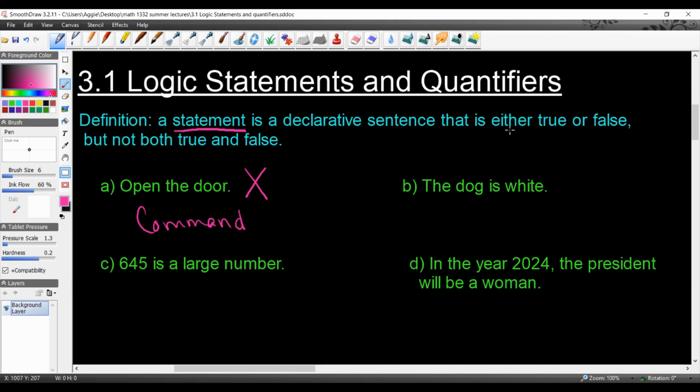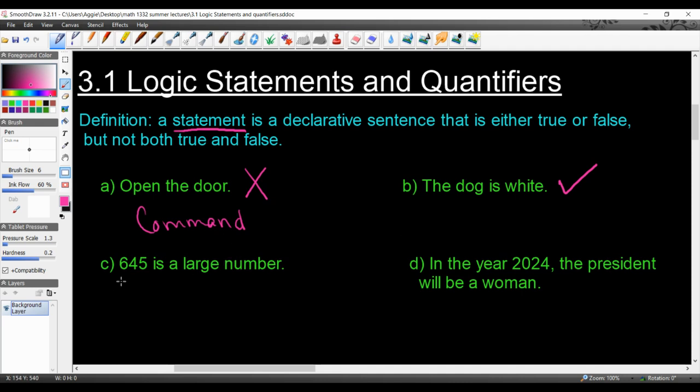Okay. Letter B, the dog is white. This one is a statement because let's say we have a dog and it's actually brown. Okay, and I say, oh, the dog is white. Well, that's a false statement, but it's still a statement. So this one is a statement.